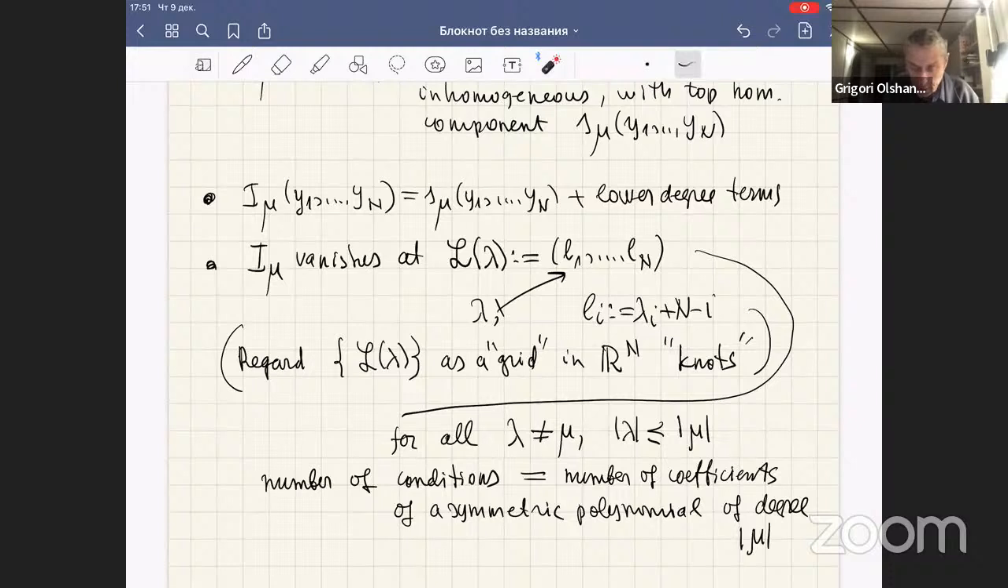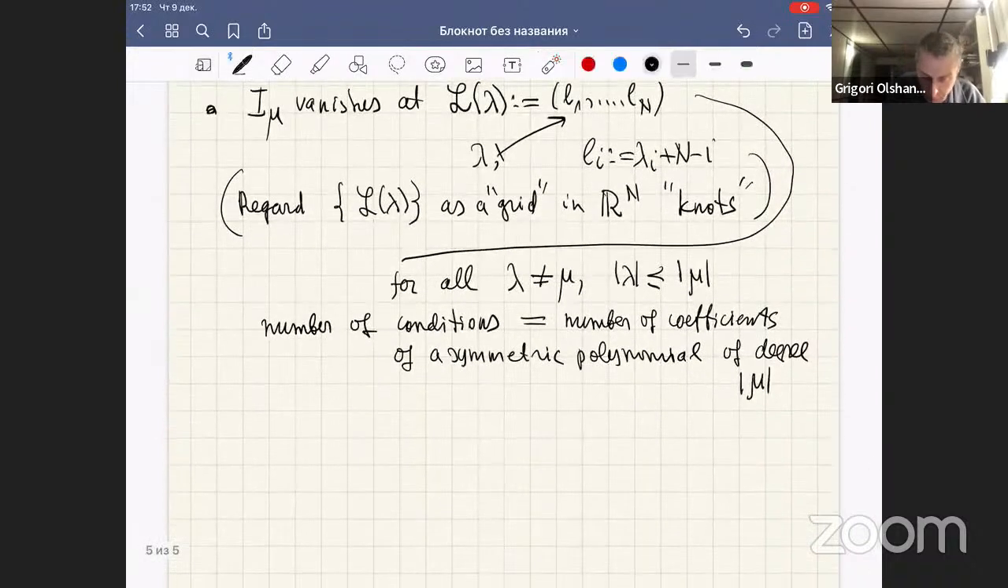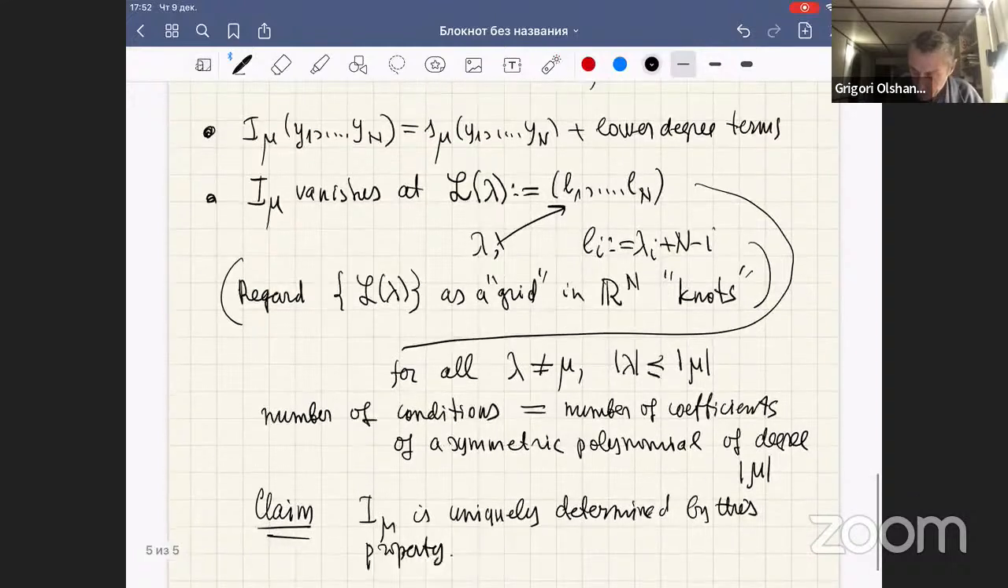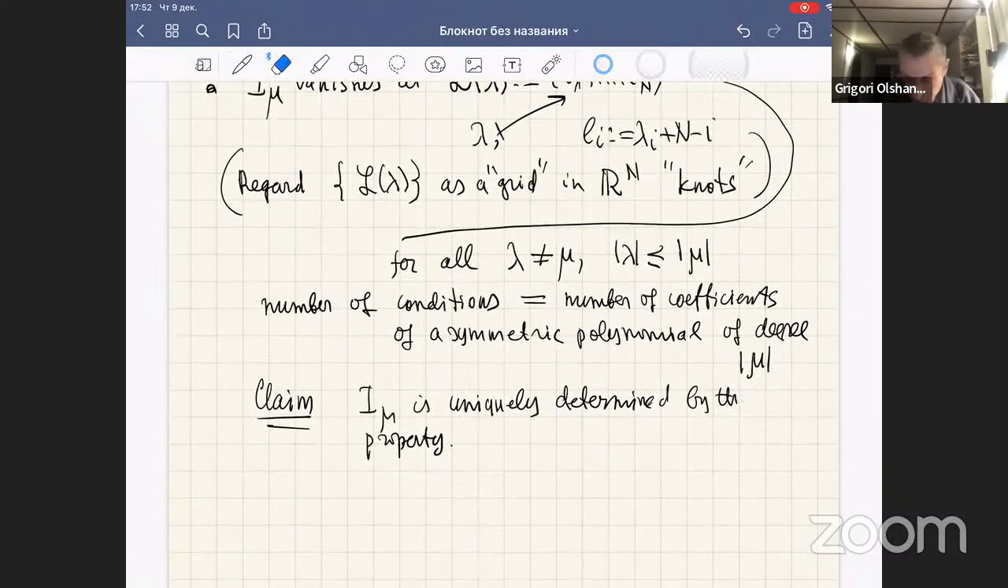So we know that these polynomials, which are simply rewritten shifted Schur polynomials, satisfy these vanishing conditions. I just gave a proof of this. So the claim is that mu is uniquely determined by this property. Maybe it's better to say there are two properties.